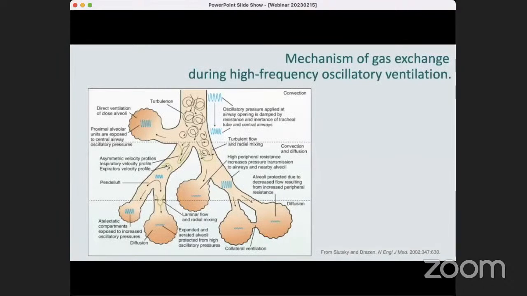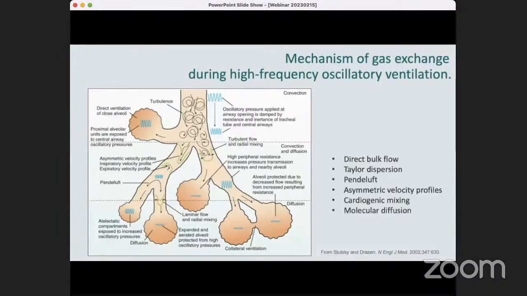This figure shows the mechanism of gas exchange in HFO. Ventilation is said to happen by a variety of events such as convection, diffusion, and pendelluft. However, few people may have a correct understanding of these mechanisms.